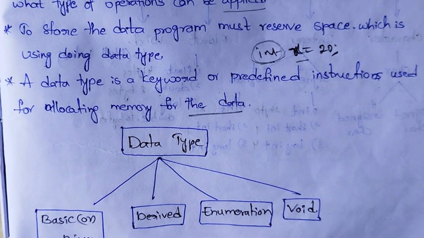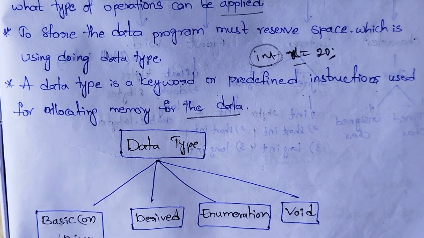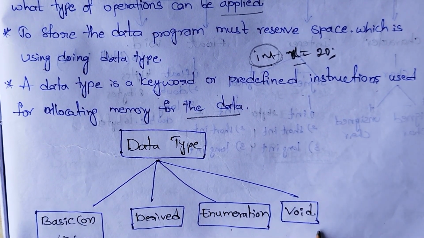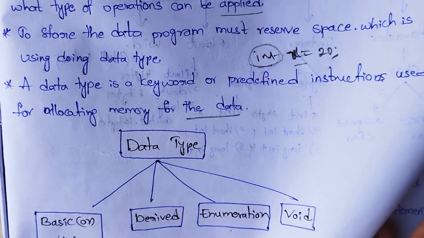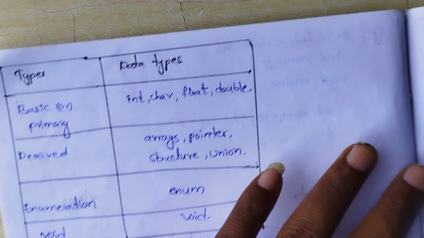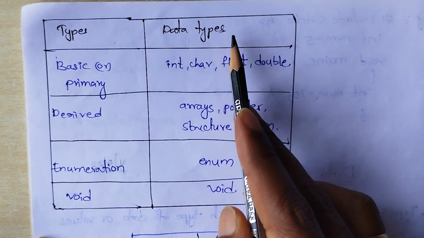Generally, data types are divided into basic or primary data types, derived data types, enumeration data types, and void data types. These are the four types into which data types are divided.